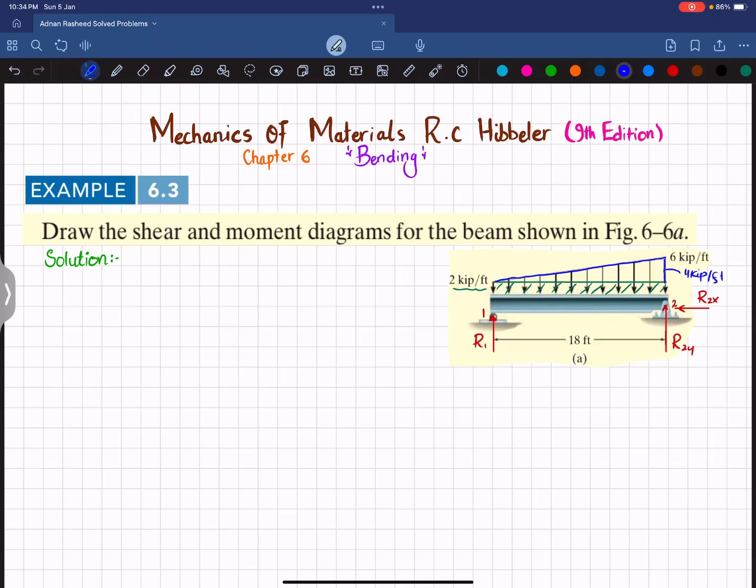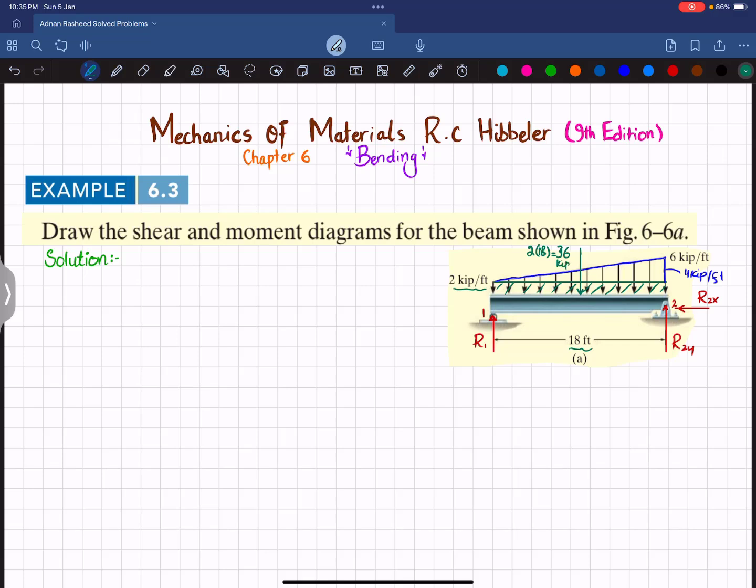Again, we will convert this distributed load into a point load. It will act at the middle, and its magnitude will be equal to 2 multiplied by the length over which it acts, which is 18, not 8, 18. So 2 into 18 is 36. This is a 36 kip load.